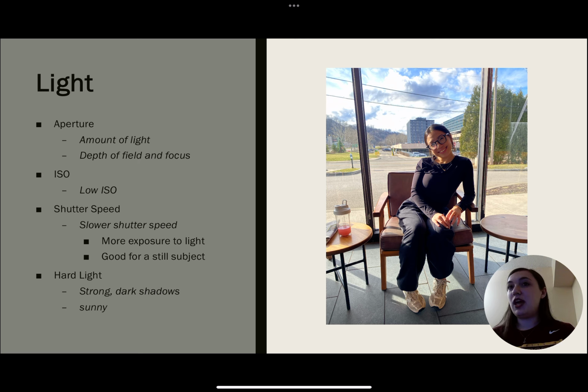In this image, the ISO we used was actually a low ISO, approximately 100. This is because it was a sunny day. And then for the shutter speed, I used a lower shutter speed. This allows more exposure to the light, and that is also good for a still subject. This is a great example of hard light. With hard light, we are able to see strong dark shadows, and again, this was a sunny day, and that is normally when you're able to see that type of light.